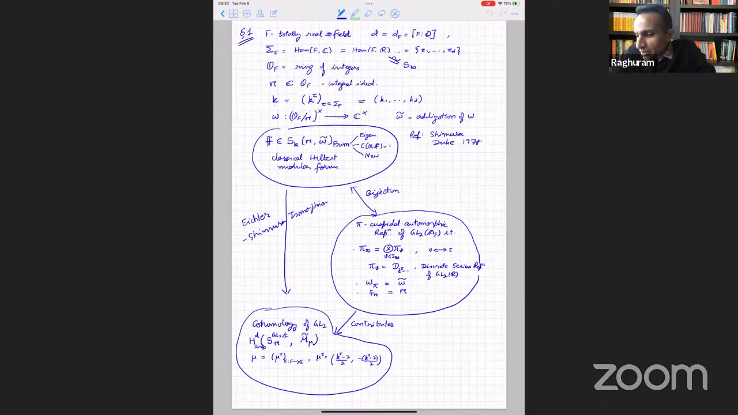So to get some notation in place, F is a totally real field, D the degree of F. I'm just going to quickly go through this. You take the embeddings of F into complex numbers, and F being totally real, that's the same as embeddings of F into R, which I index as tau1, tau2 to tau D. OF is the ring of integers. Frac N is an integral ideal. And we take a weight, which is a bunch of integers, K1 through KD, each Ki is an integer, and I'm going to assume all of them are bigger than or equal to 1.